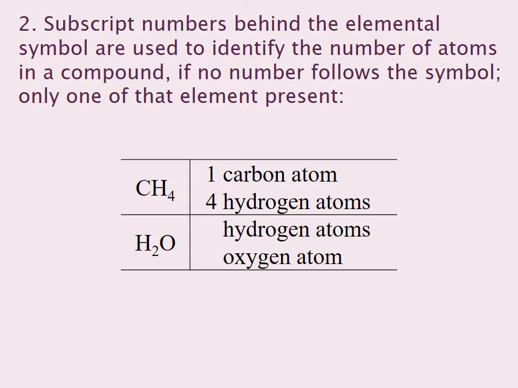In the molecule of water, we have H2O. That's H followed by a 2, so that means we have 2 hydrogens. And then O, not followed by a number, which means we have 1 oxygen.